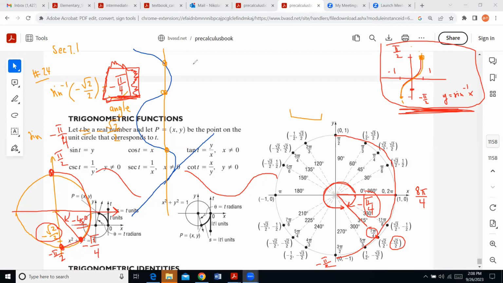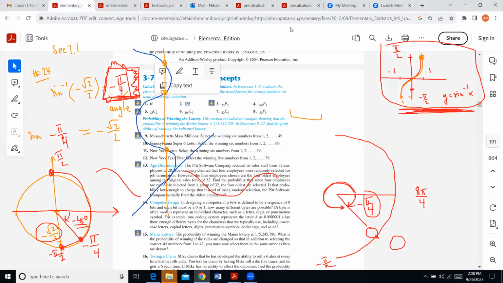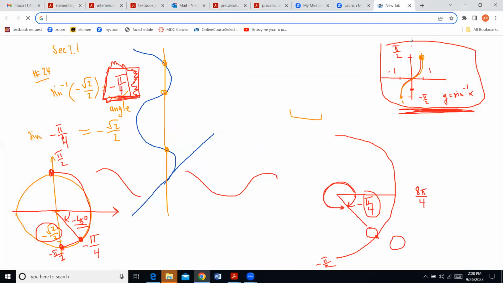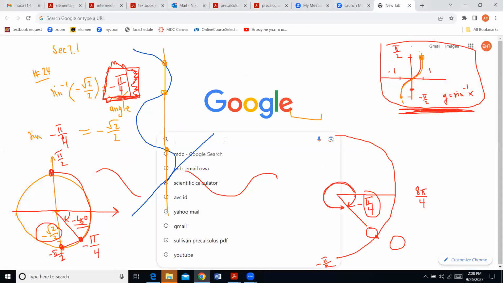We also used a calculator last time. So I want to refresh your memories on these as well. So where is our favorite scientific calculator?